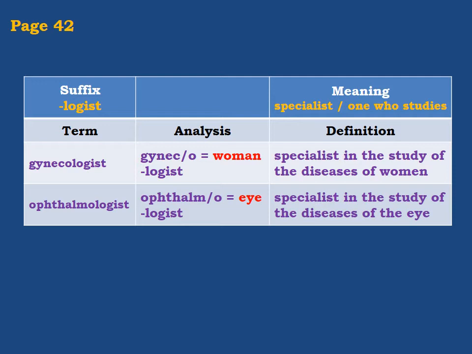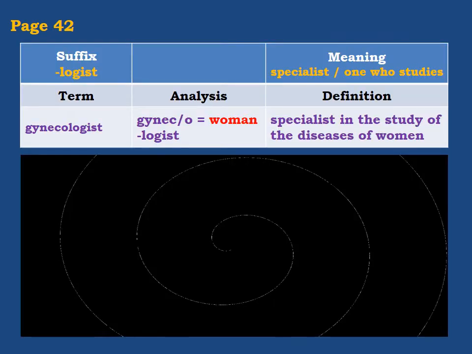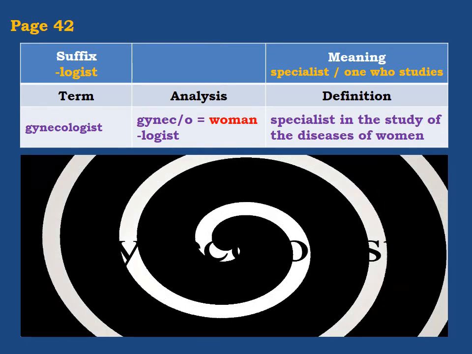Ophthalmologist, ophthalm, eye, and you took it in chapter 2. The meaning, we have to start with the meaning of the suffix, specialist. Specialist in the study of the diseases of the eye. Let's see the pronunciation.